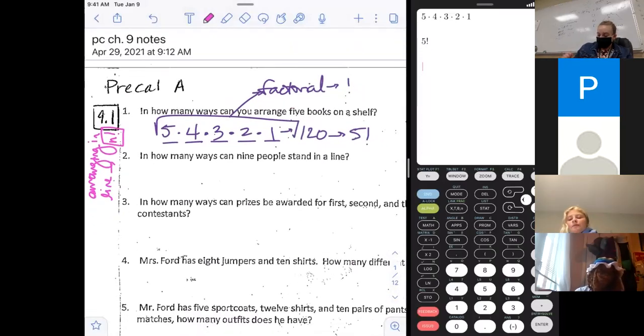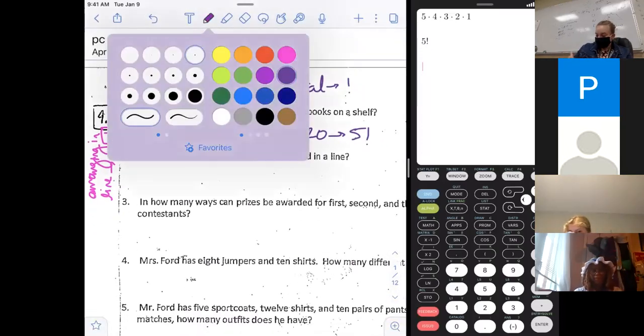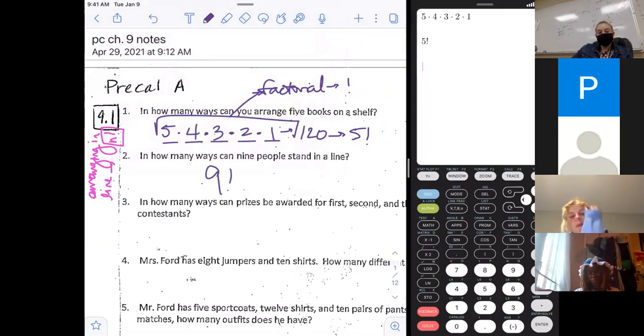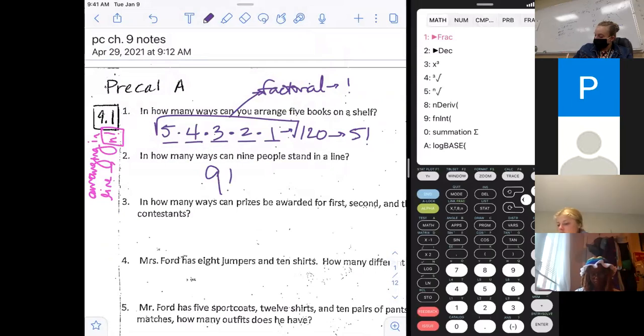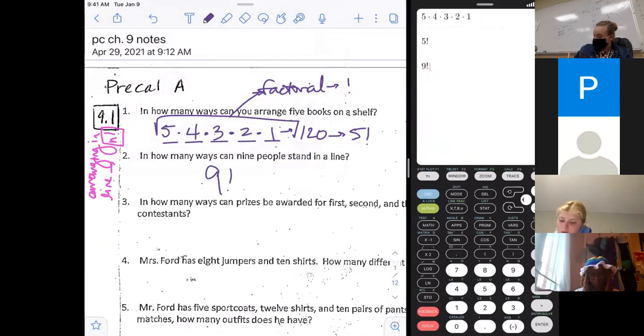How many ways can 9 people stand in a line? Well, that's just going to be 9 factorial. I'm only going to do it in the calculator once or twice. I expect you to know how to do it, but to me, the setup is more important. So make sure that we set it up appropriately. So 9 factorial is 362,880.